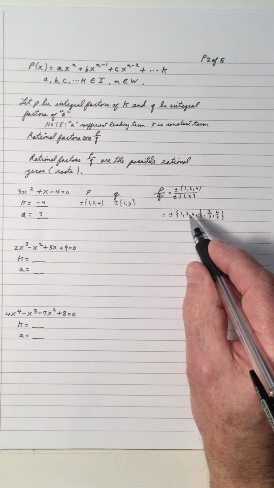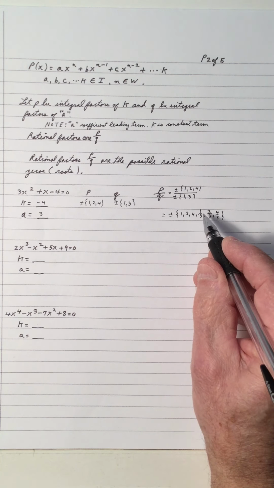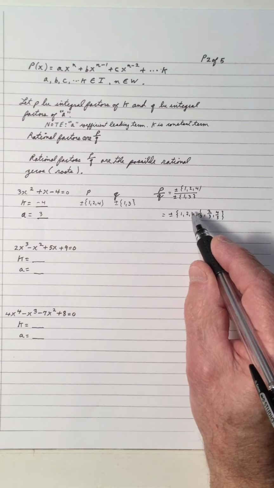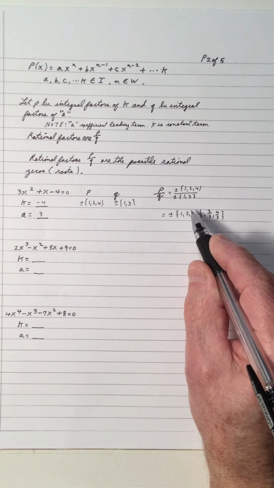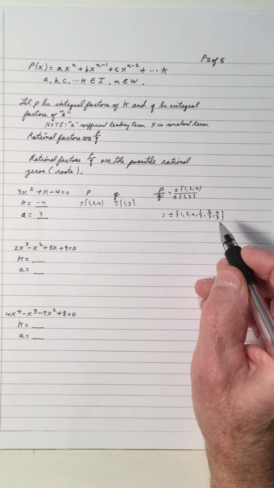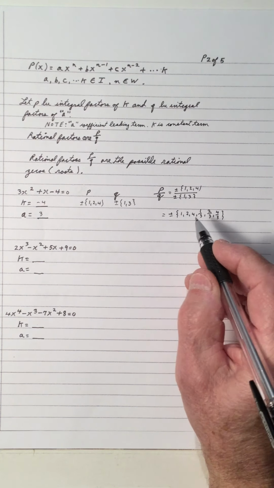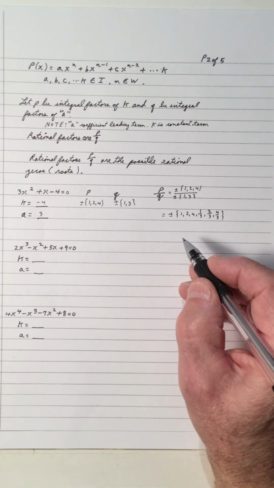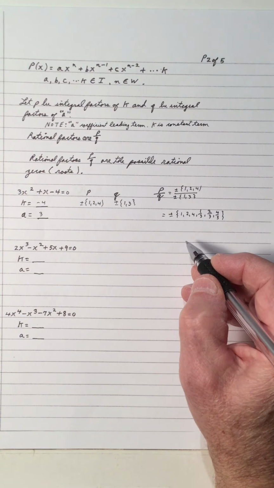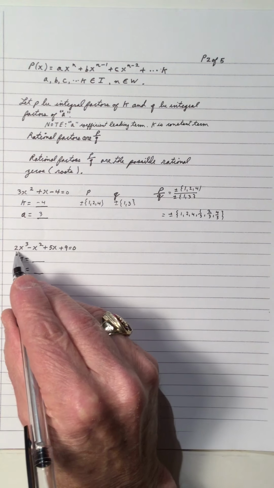Notice rationals are fractions. A rational can also be an integer. So the integers are not fractions, but the fractions can be integers. As you know, 4 over 2 is a fraction, but it reduces to 2. Let's continue.